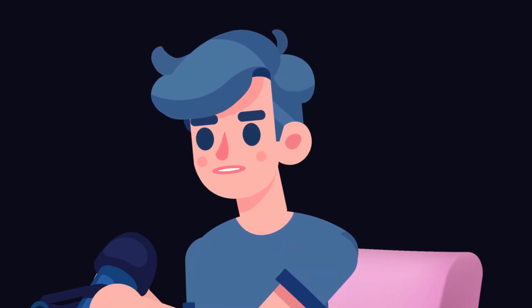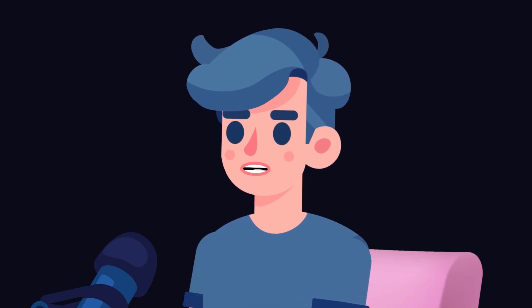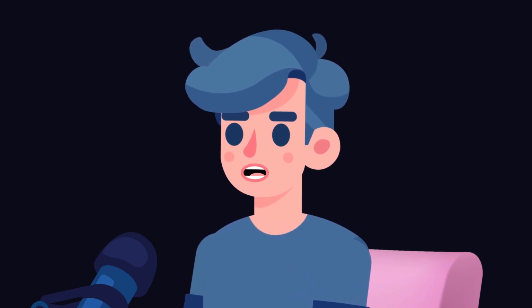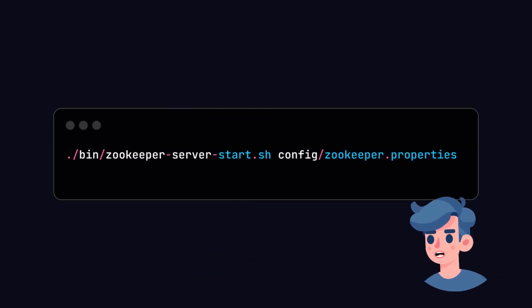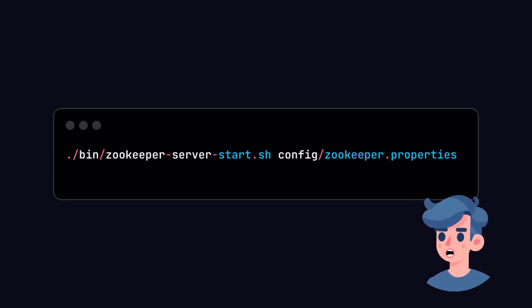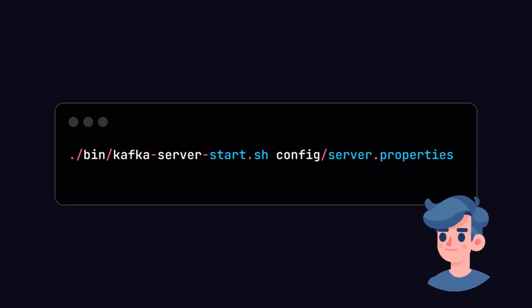Here you'll find several scripts in the bin folder for managing the Kafka server and the Zookeeper service. Kafka requires Zookeeper to manage distributed brokers. To start Zookeeper, use the following command. This command runs the Zookeeper server. You should see some logs indicating that Zookeeper is up and running. Once Zookeeper is running, we can start the Kafka broker with the following command.